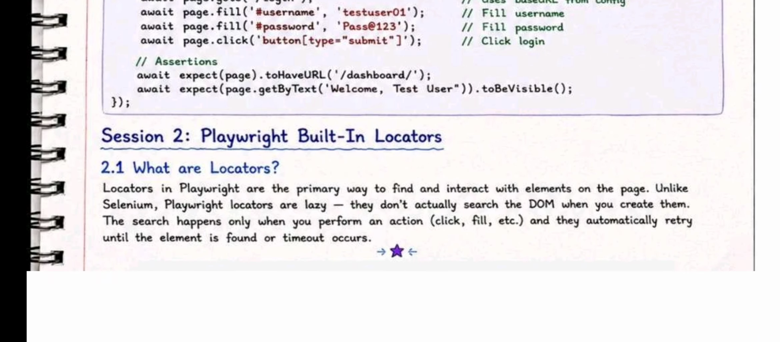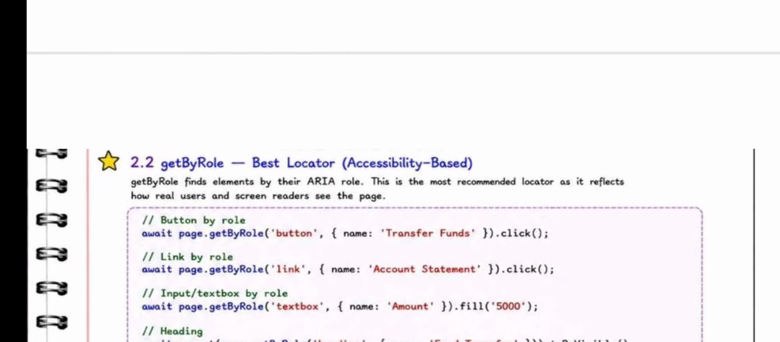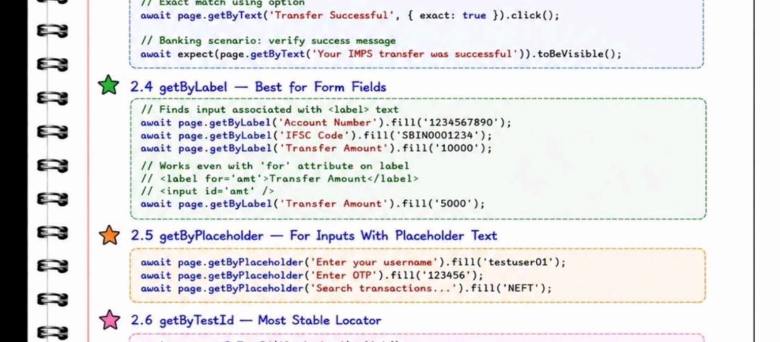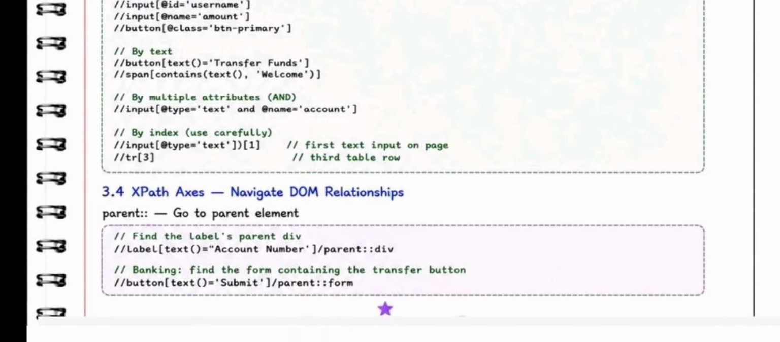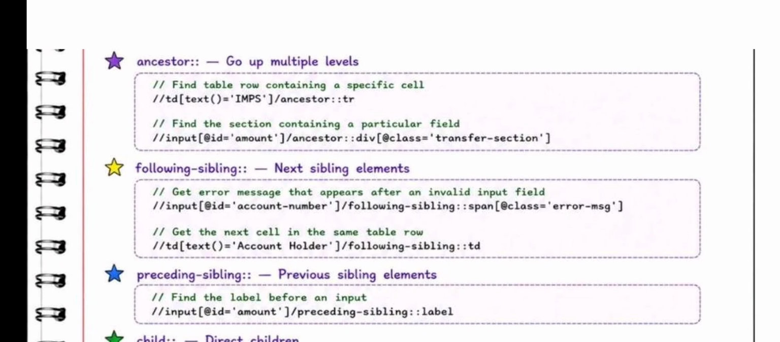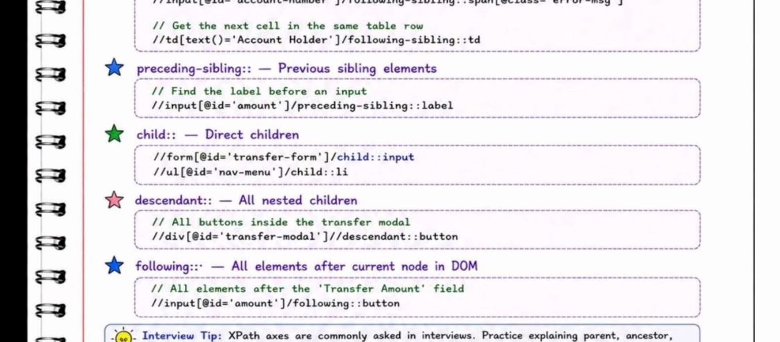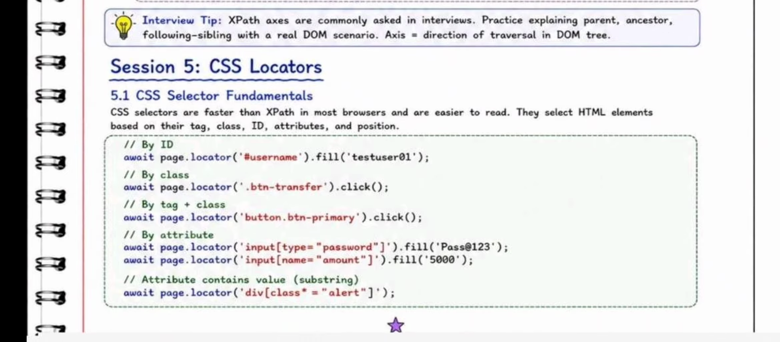On how to write the locators. Okay, and then we have talked about the built-in locators in Playwright. We have talked about the XPath locators and XPath axes, in sessions 3 and 4. In session 5, we have talked about the CSS locators.